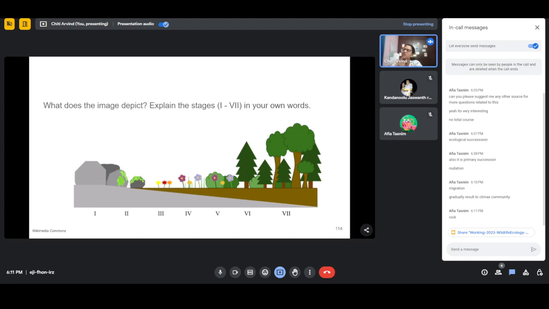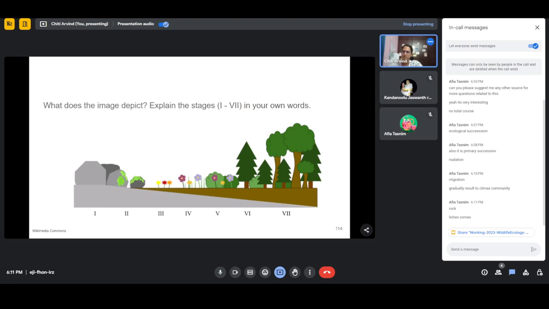And what do you think is happening in stage 2? Lichen comes, right? So what really are lichen?